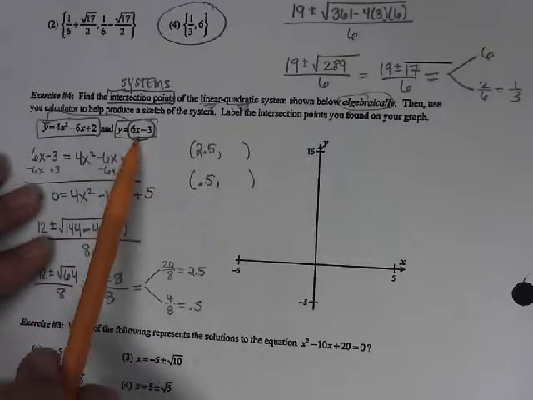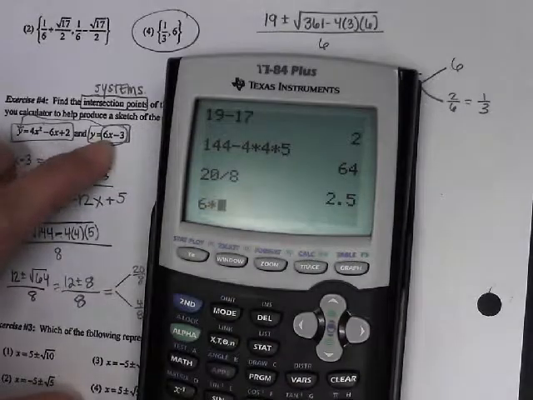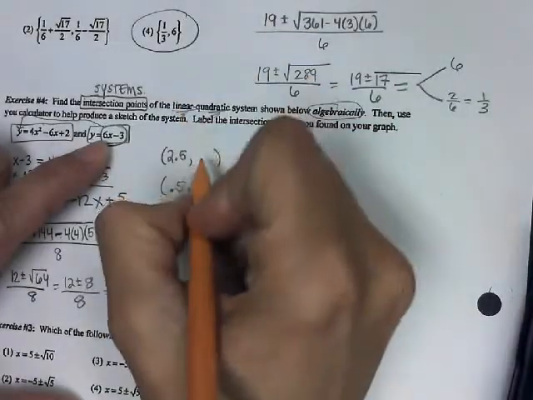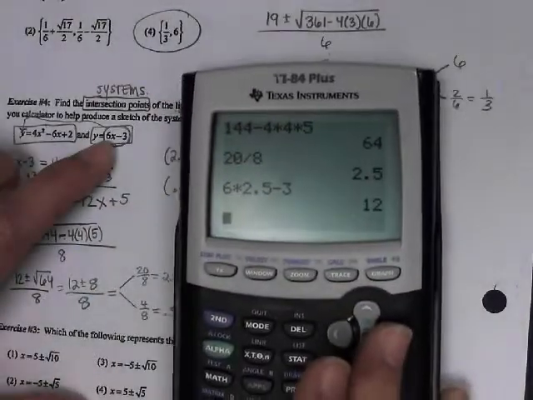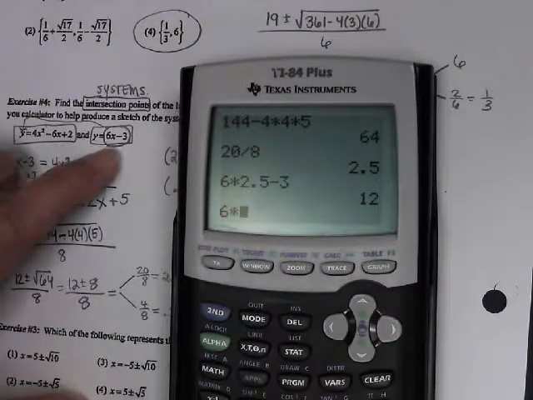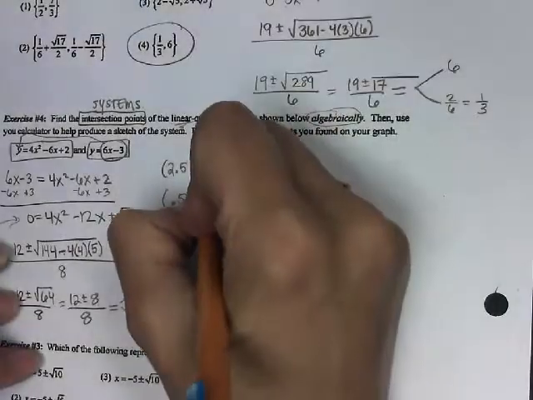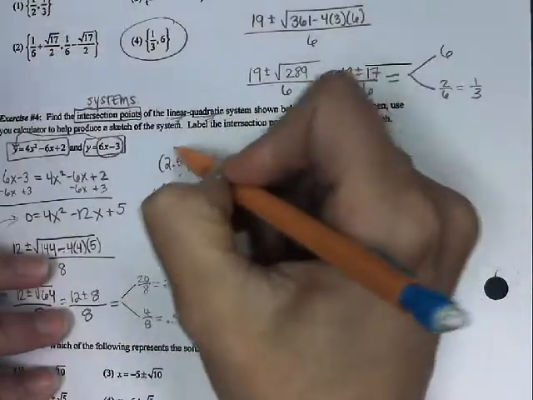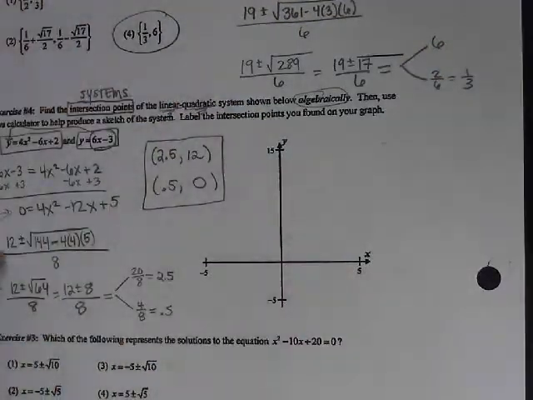I'll plug it into this one. 6 times 2.5 minus 3 will give a y-coordinate of 12. So 2.5 comma 12. And if I plug in 0.5, 6 times 0.5 minus 3, that one will have a y-coordinate of 0. So those are my solutions, and I did so algebraically.